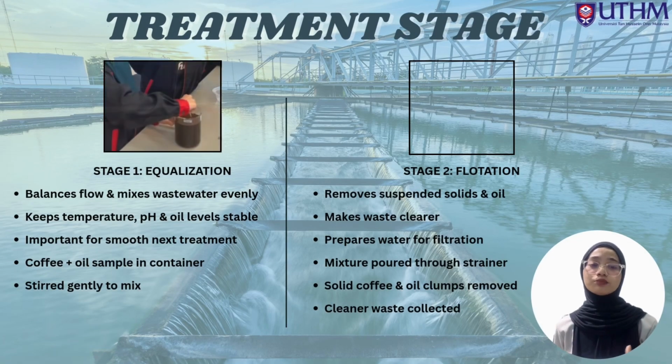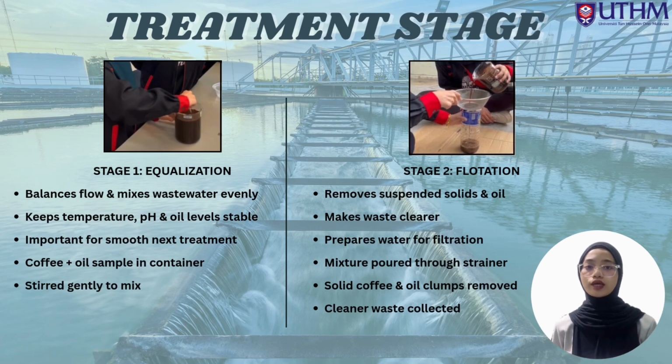I will explain about the experiment stages that we used for our project. First, the equalization stage. We balance the flow and mix the wastewater properly. This is important to keep the temperature, pH and oil level stable before the next stage. In our experiment, we create a sample using coffee and oil. We put it into a container and gently stir it to make sure the mixture is even. This step helps avoid sudden changes that might disturb the next process. So, equalization makes the treatment smoother and more effective.